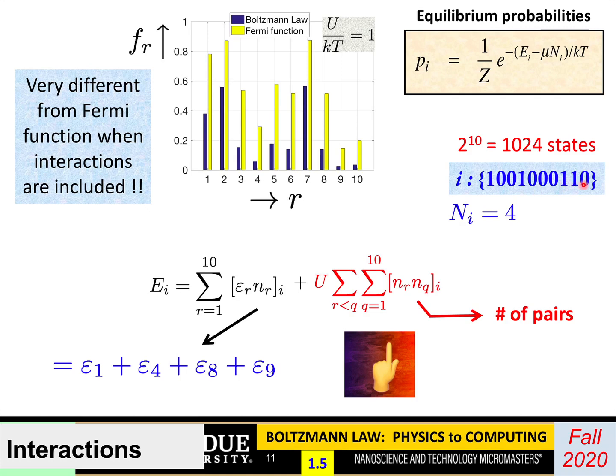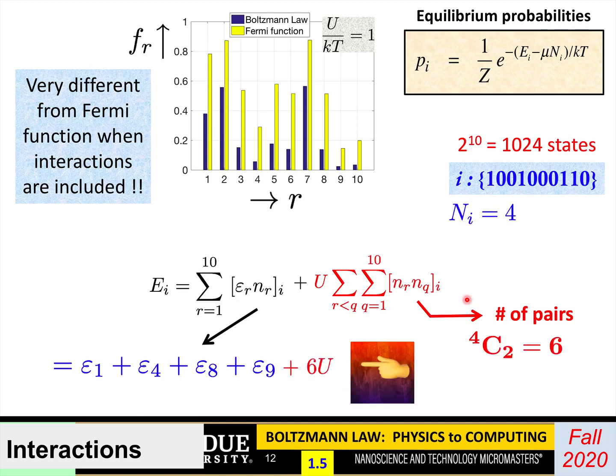So when you have 4 of them, then the number of pairs would be like 4 choose 2, because you see I've got 4 of them, and when I can take any 2 and think of it as a pair, right? So how many pairs are there? Well, it's 4 choose 2. In this case it will be 6, and you could write them out actually if you like. So you know the occupied levels are 1, 4, 8 and 9. So how many pairs are there? Well, it can be 1 4, 1 8, 1 9, 4 8, 4 9 and 8 9. Those are the pairs, and there are 6 of them. Okay, so the energy is 6U.